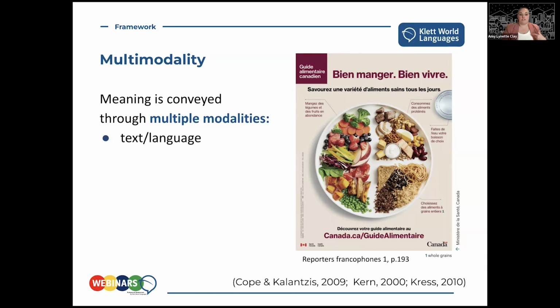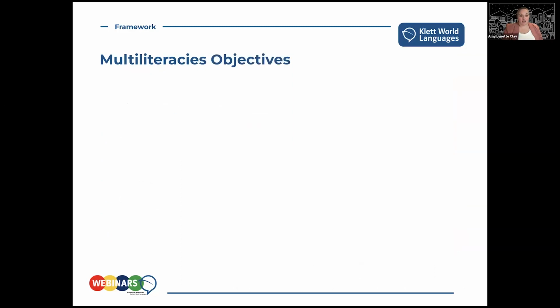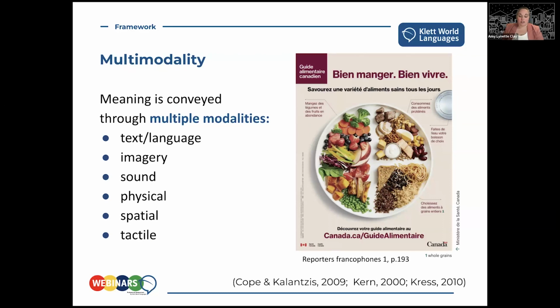So, meanings conveyed through multiple modalities. This is probably a familiar concept for most of us, so I'm going to go through it quickly. Modalities include text and language, imagery, sound, physical modalities like gestural, spatial, or organization on the page, and tactile modalities. You can't really touch this on your screen, but if you think about tactile, you might think about the experience of scrolling or swiping and how those are different.